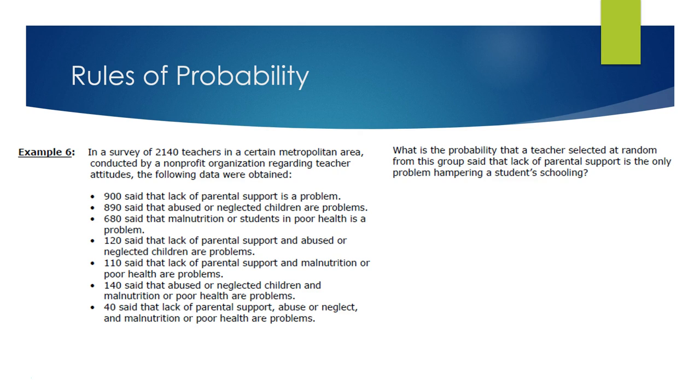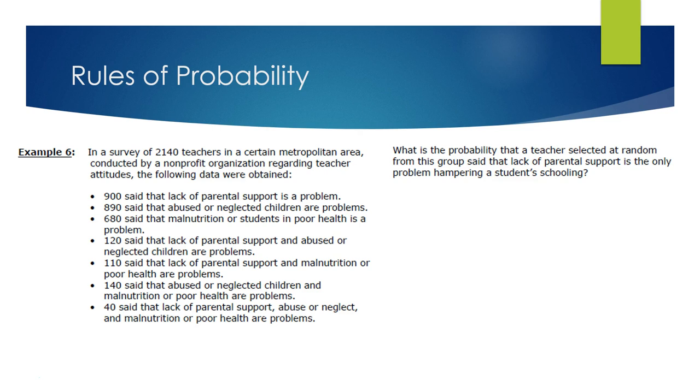120 said that lack of parental support and abused or neglected children are problems. 110 said that the lack of parental support and malnutrition or poor health are problems. And 140 said that abused or neglected children and malnutrition or poor health are problems. And 40 said the lack of parental support, abuse or neglect, and malnutrition or poor health are problems in their school. So all three categories.